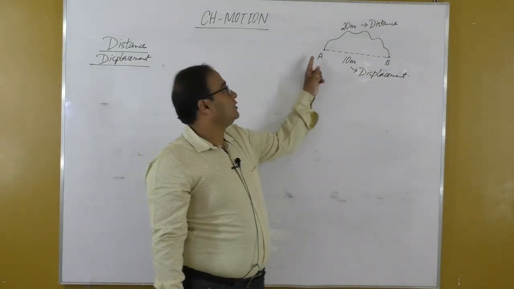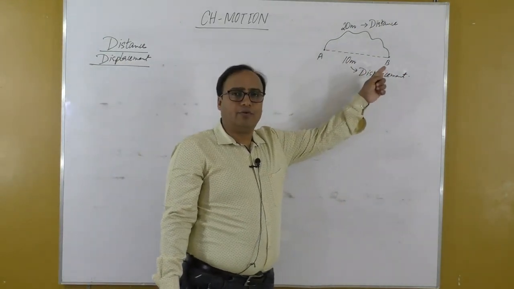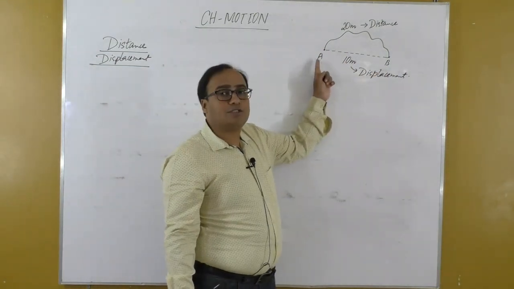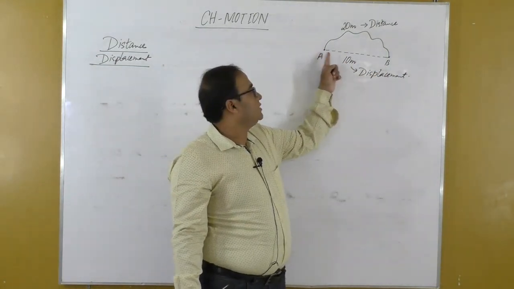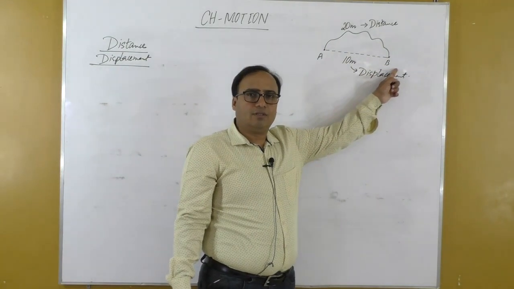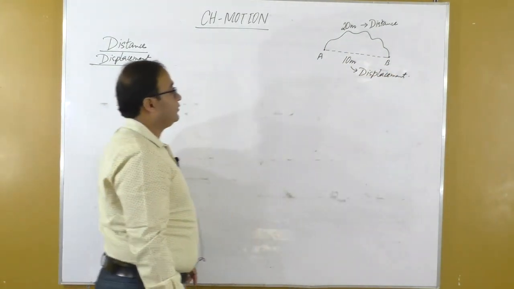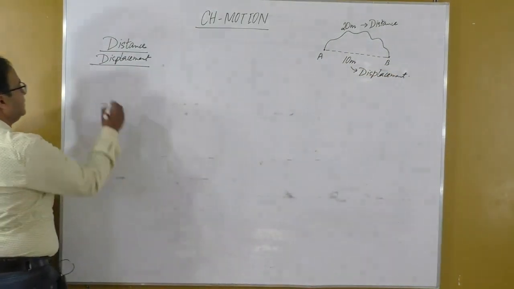So what is distance then? Distance is the length of the actual path covered by a body, and displacement is the shortest straight line path between the initial and final position of the body. Okay? So I am going to discuss different cases here.